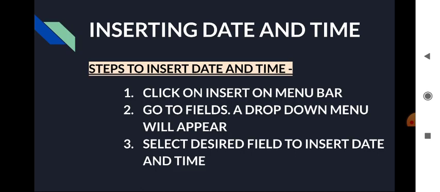Next, we have how to insert date and time into our slide. So we can insert date and time also into our slide. The steps to insert date and time are, just click on insert on the menu bar. From there, go to fields. A drop down menu will appear, and in this drop down you will find date and time. Just select the desired field to insert date and time.